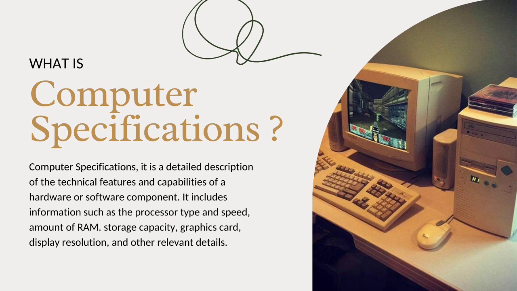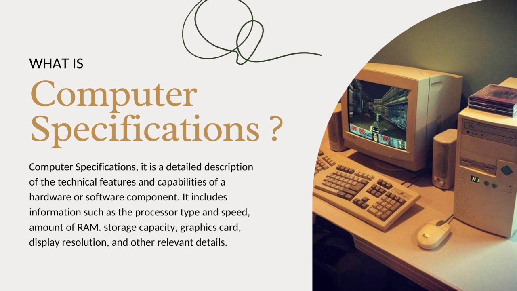It includes information such as the processor type and speed, amount of the RAM, storage capacity, graphics card, display resolution, and other relevant details. For hardware components, specifications are important because they help users determine whether a particular component is compatible with their system and whether it meets their performance requirements. For software, specifications help users understand the system requirement and compatibility with their operating system.